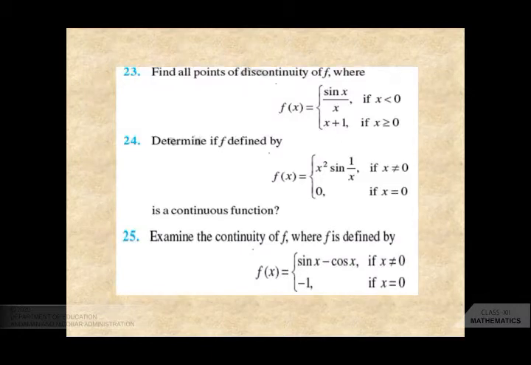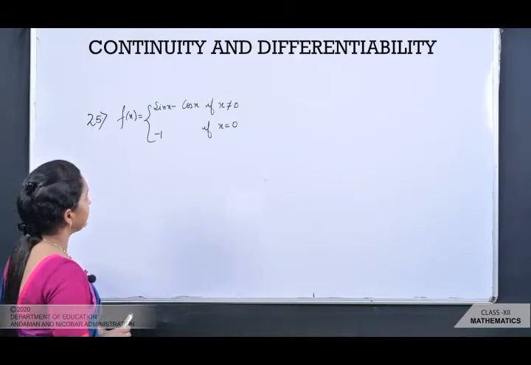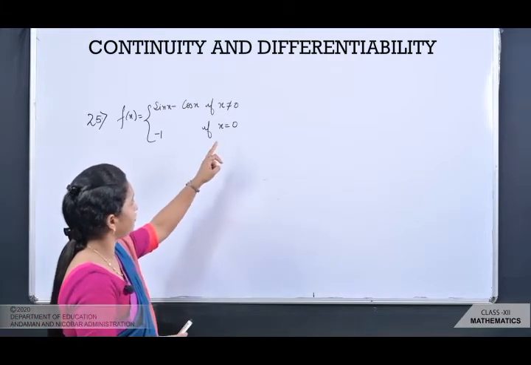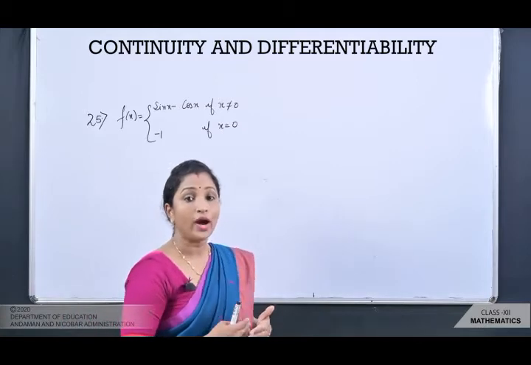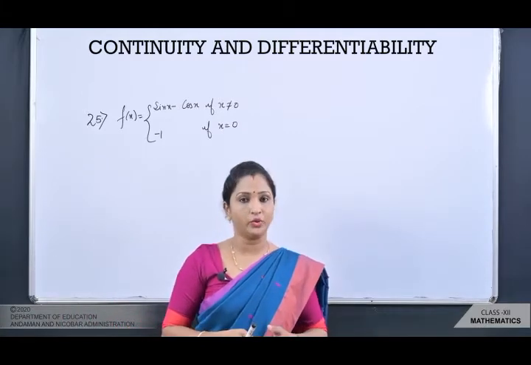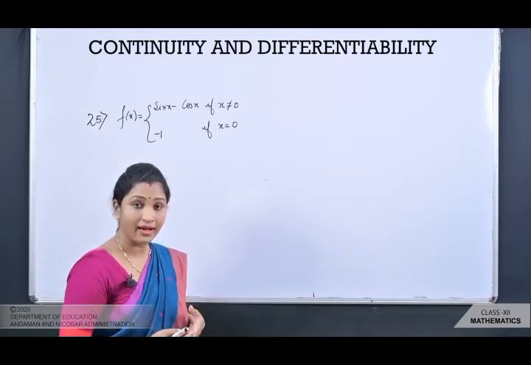So let's move to the next question, that is 23rd, 24th and 25th. All the three are of same type. So I am going to do 25th question for you and 23rd and 24th you can do it at home. Okay. So see here 25th question. The function is sin x minus cos x if x not equal to 0, minus 1 if x is equal to 0. You have to examine the continuity of f. ठीक है, आपको बताना है कि ये function continuous है या नहीं.